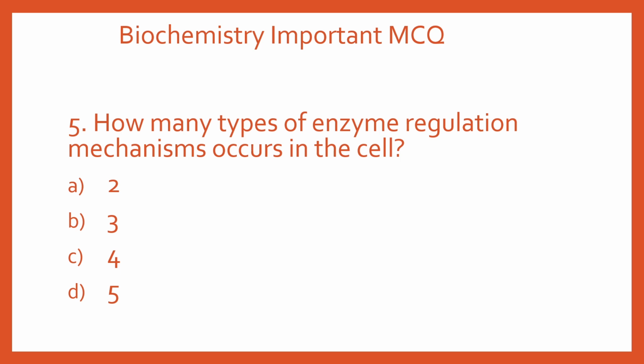Now the next question is how many types of enzyme regulation mechanisms occur in the cells? It is not 2, it is not 3, but it's 5. The 5 of them are: feedback inhibition, the first one; reversible covalent modification of the enzyme; proteolytic activation of the enzyme; feedback regulation; and regulation of isoenzymes. Those are the enzyme regulation mechanisms that occur in the cells. So there are 5 of them.